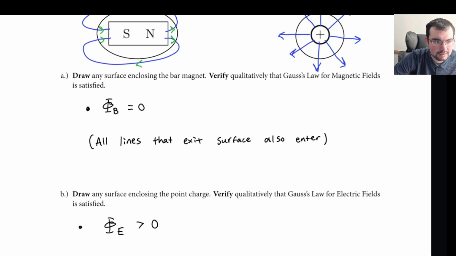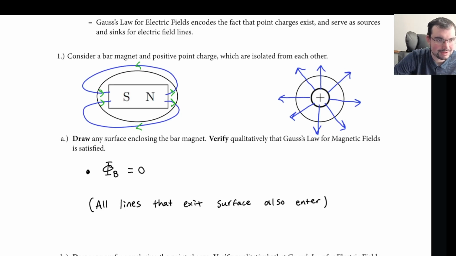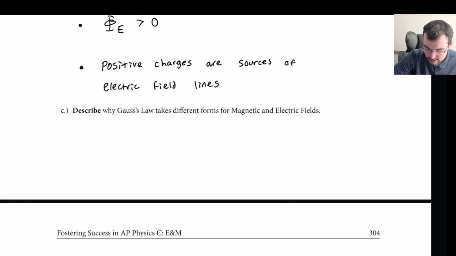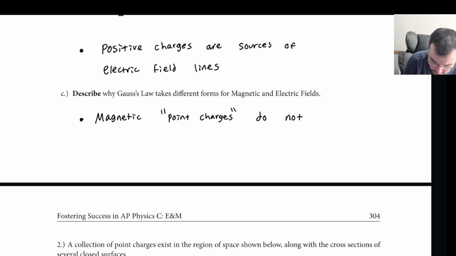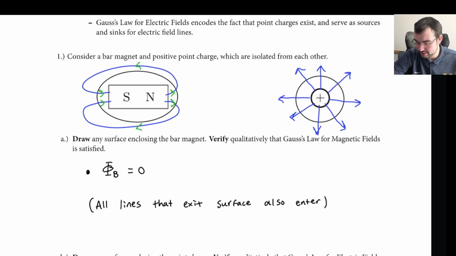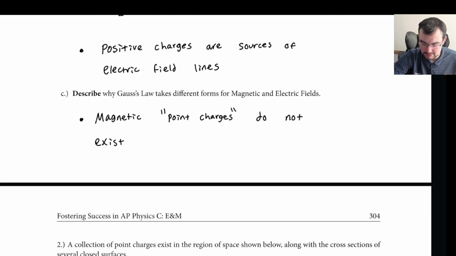So again, Gauss's law, if we just compare why these are different, it's because electric fields and magnetic fields have different properties. But why does Gauss's law take this different form? Well, it's because magnetic monopoles do not exist. Instead of monopoles, we might want to call it a point charge. Magnetic point charges do not exist. There's always a north and south paired together. And that's very different than the electric field case where you just have these isolated charges.